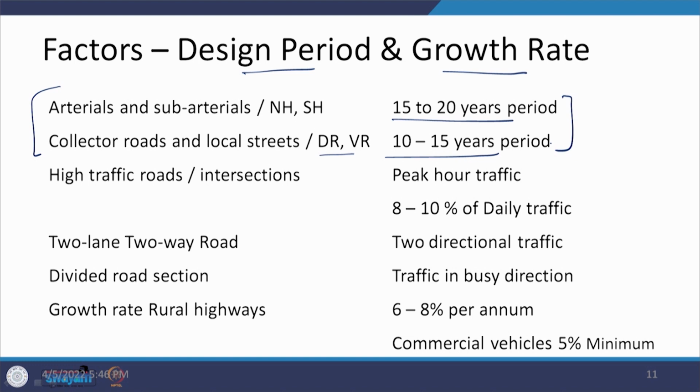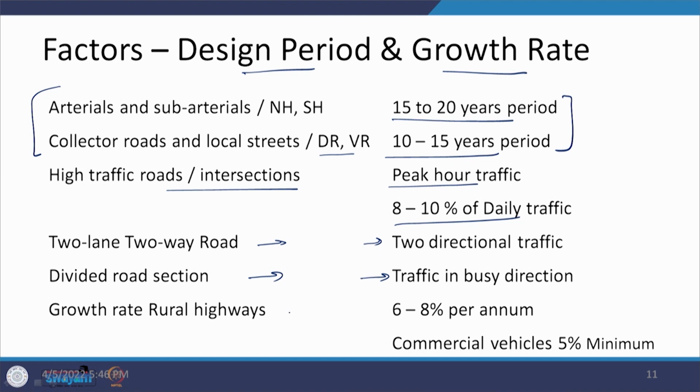I already said that the peak hour traffic is usually considered in the urban areas. So, that is where for high traffic roads or intersections we are looking at peak hour traffic or 8 to 10% of the daily traffic. When you are working with a two lane two way road, then both directional traffic is considered. When you are working with a divided road section, then the traffic in the busy direction is considered. That is why we talked about DDHV.